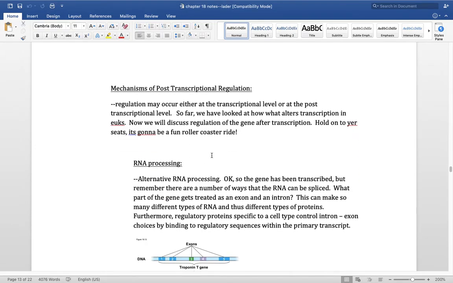Now, we can regulate gene regulation, guys, at the transcriptional level. That is, we can regulate it right there.